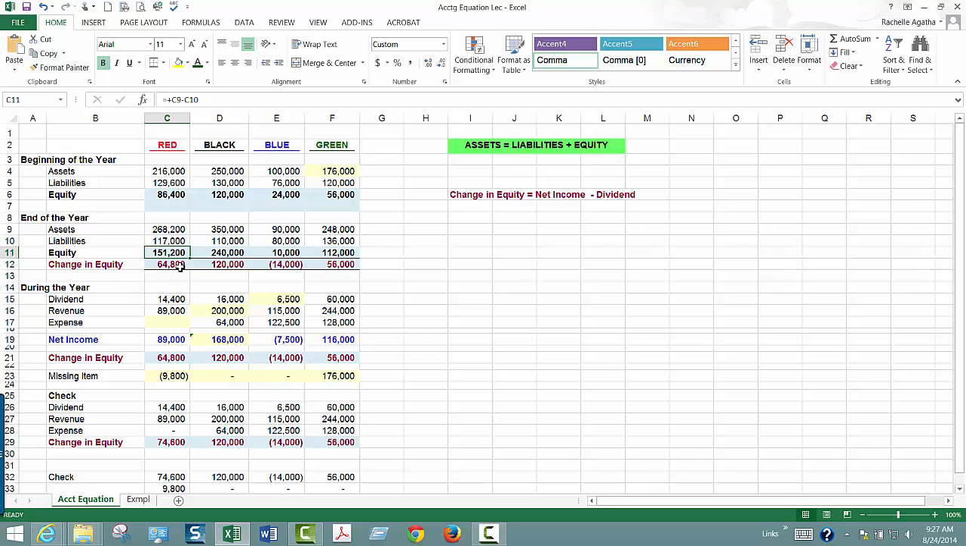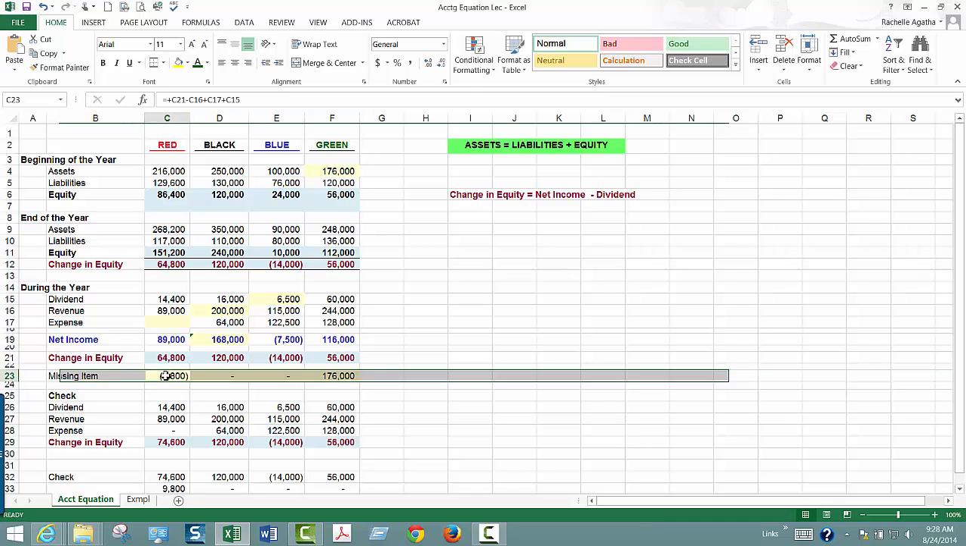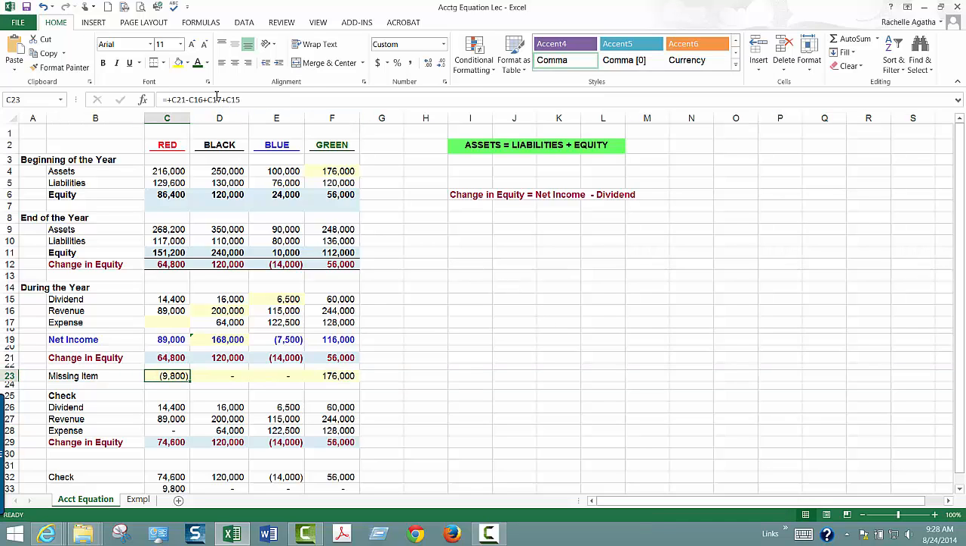Beginning equity minus ending equity is change in equity. Change in equity, as I defined over to the right, is net income minus the dividend. Well, you all know that net income is revenue minus expense. So here you're missing the expense part. So I added this little line called missing item, and I created the formula for you so that you could solve for the missing item.